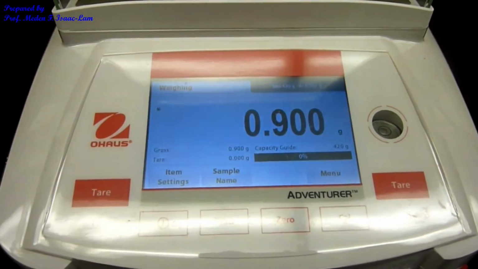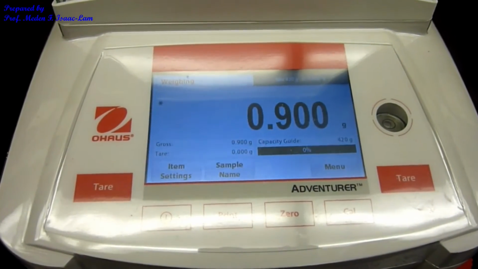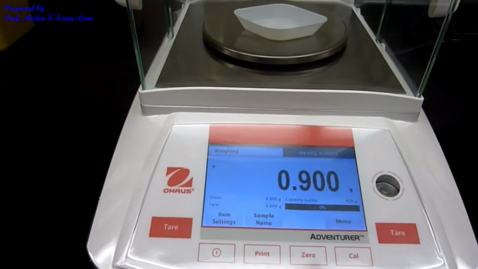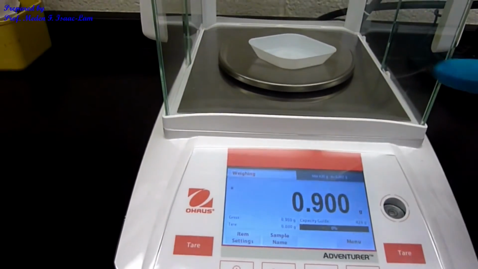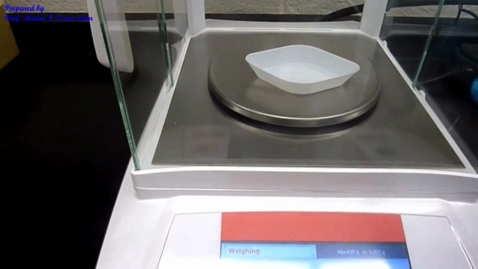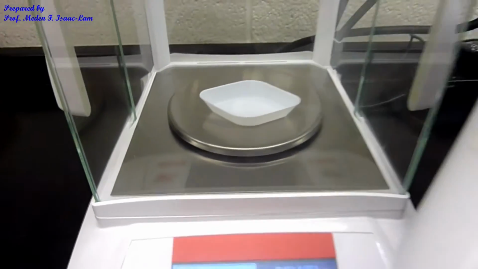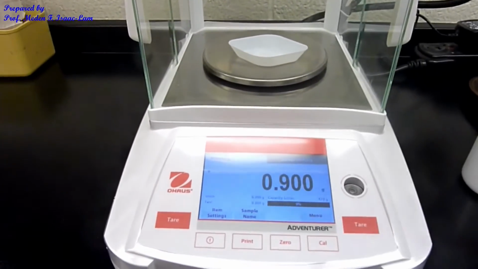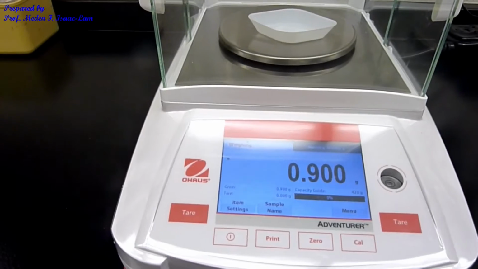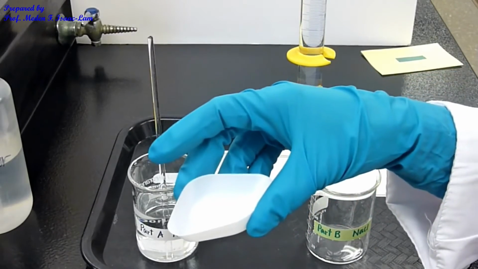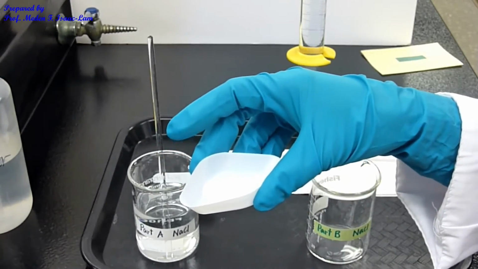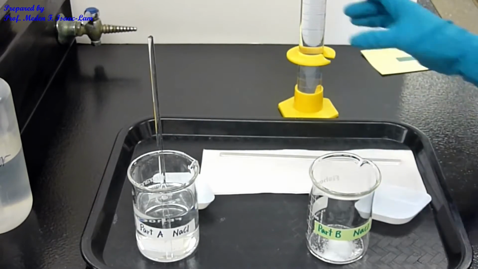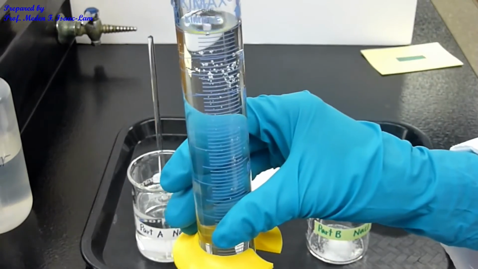For part B, we are now weighing the same NaCl, but this time I'm only weighing exactly 0.900 grams. You can see that I did the same thing, and the weighing boat has 0.900 grams of NaCl, the same salt. I'm going to dissolve this again in 100 ml of water. This is the salt that I weighed for part B, 0.90 grams of NaCl. Again, I'm going to put it in the beaker, and I measured again 100 ml of water.